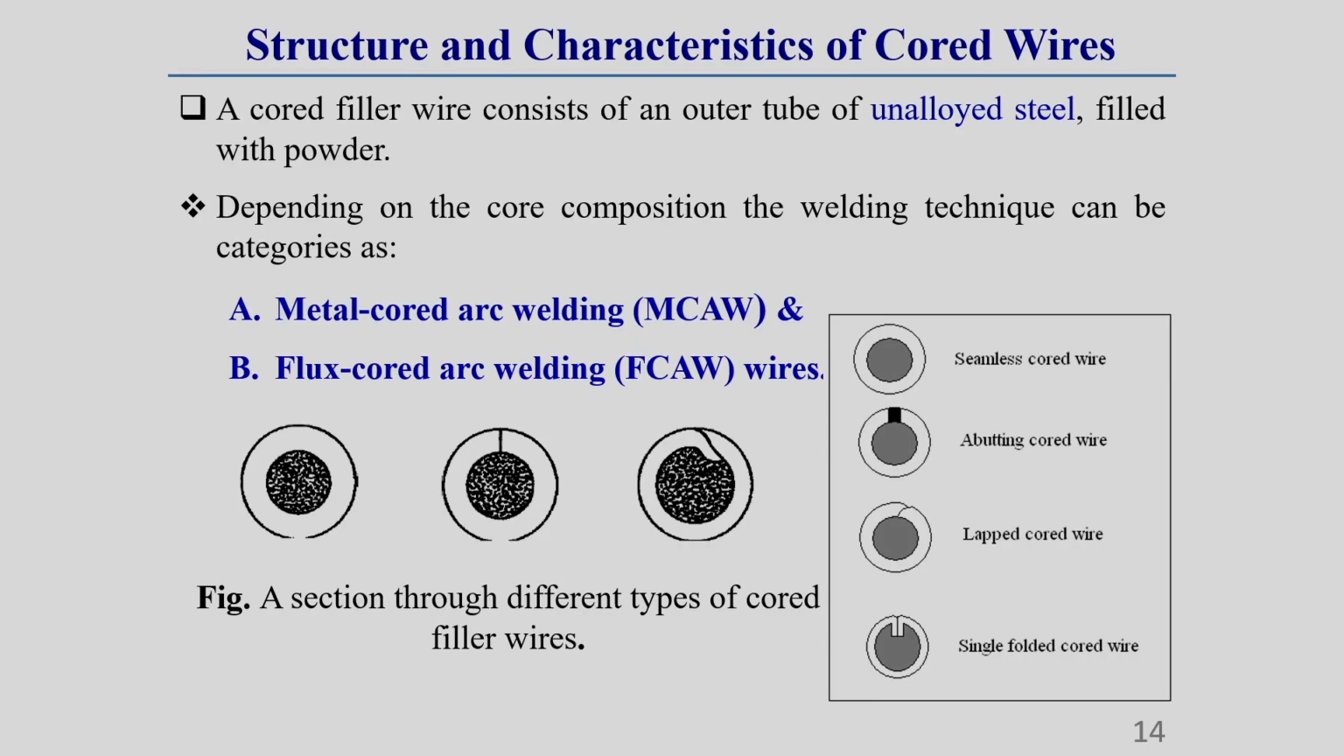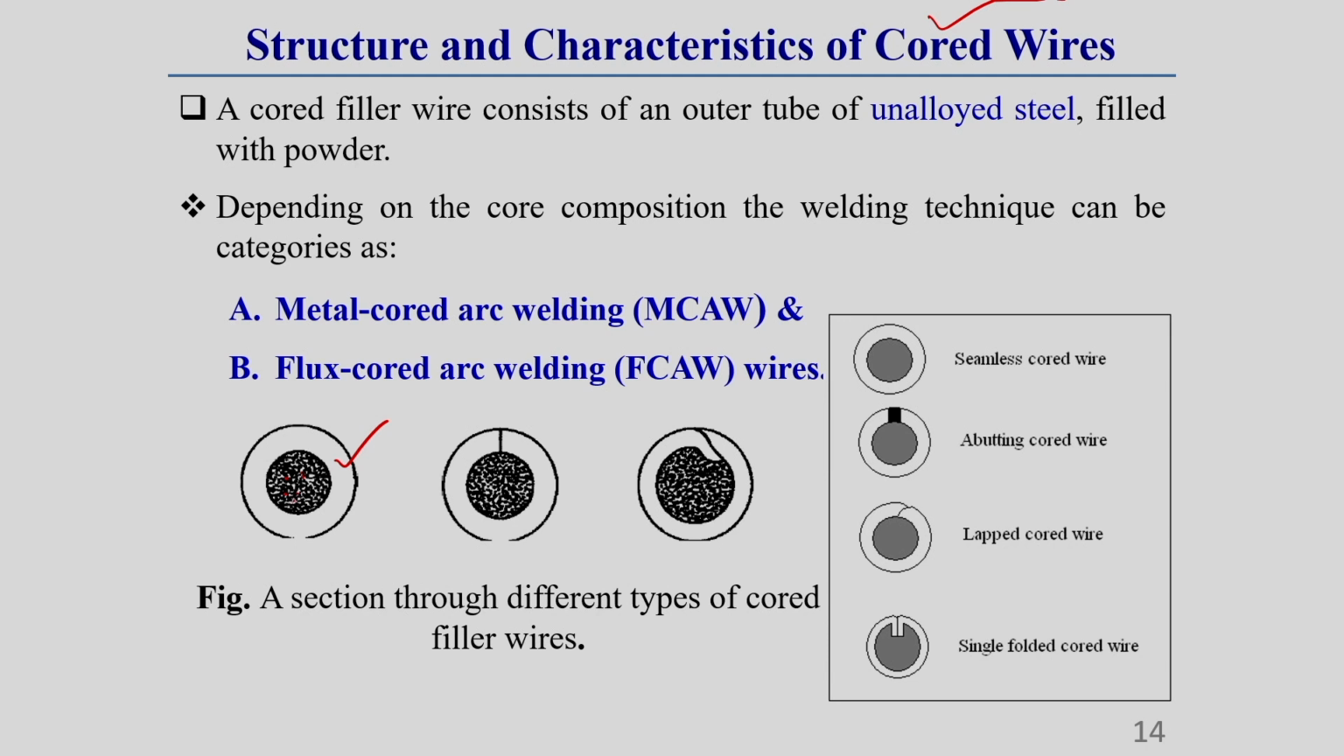Now, the structure and characteristics of the core wire: what are the different types of structure of core wire, that also you should know. Generally this core wire consists of an outer tube, you see, this is the outer tube, and inside this outer tube it contains powder, which is a combination of flux as well as metallic constituents.